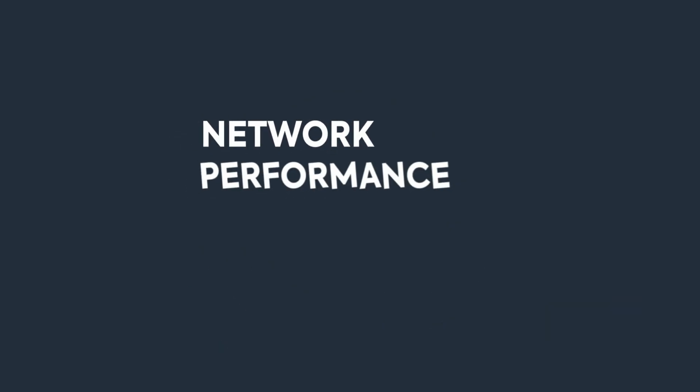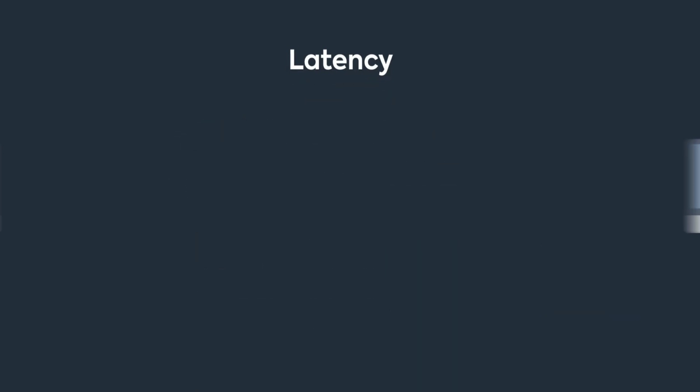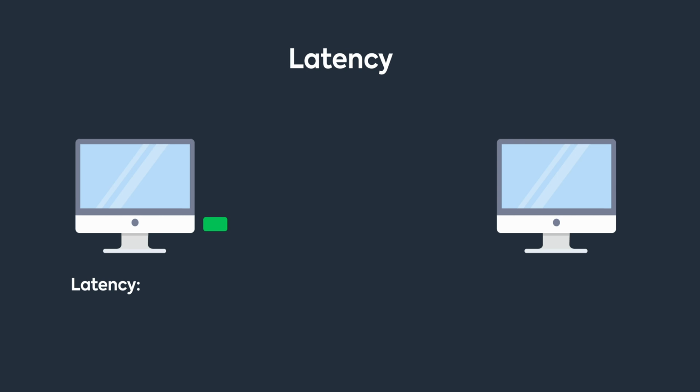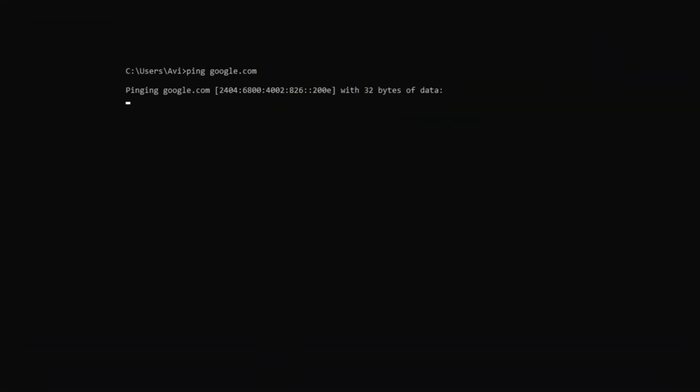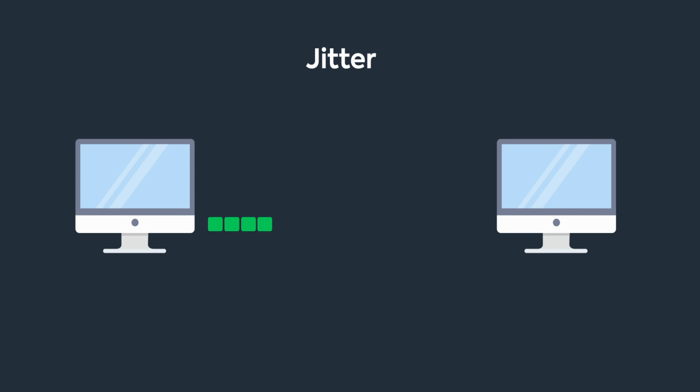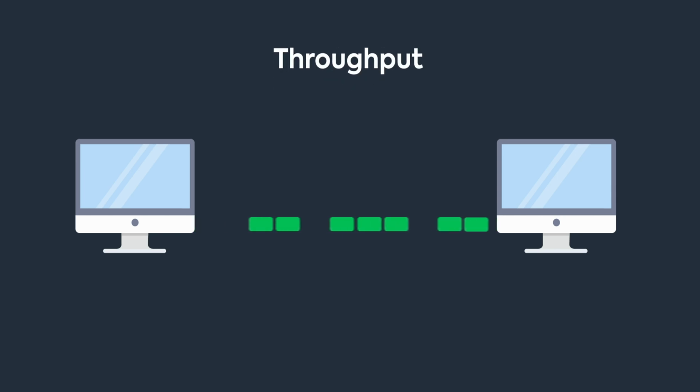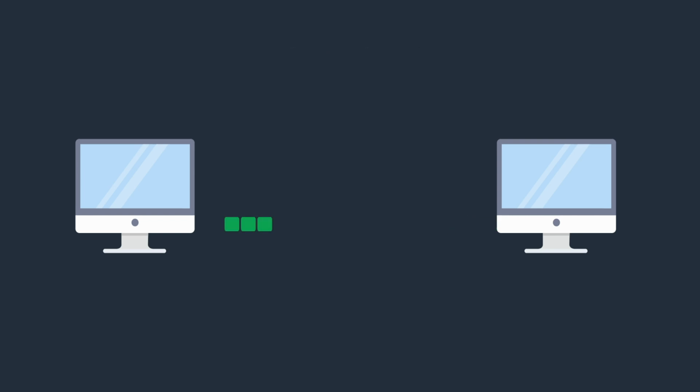Now let's break down some of the network performance metrics. Latency is the amount of time it takes for a packet to reach the destination from the source. You can check the latency using the ping command, which uses the ICMP protocol. Jitter is a variation in the value of latency. If you see packets being delivered at different intervals, that indicates jitter in the network. Higher jitter means an unstable network. Bandwidth is the maximum amount of data a link can carry, while throughput is the actual amount of data transmitted by the link. And finally, packet loss is when a sent packet doesn't reach the receiver.